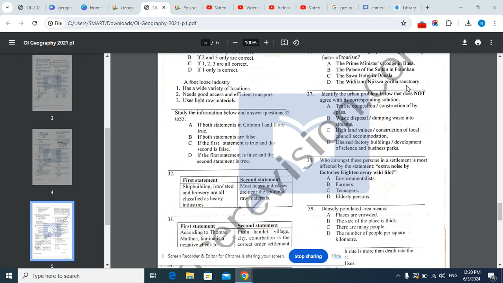Number 38. Who among these persons in a settlement is most affected by the statement, extra noise by factories frightened away wildlife? The answer is D.